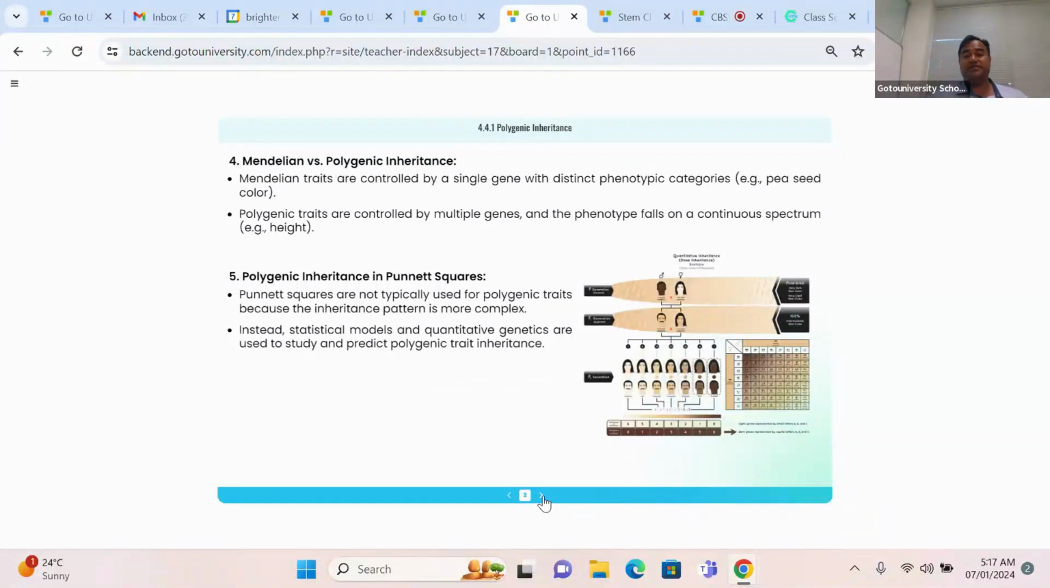In polygenic inheritance, we need to understand that a group of alleles is determining the character. We told you that it has a quantitative impact and a qualitative impact. What do you mean by quantitative? The massive impact in terms of production level, and qualitative impact means color-wise differences, right? Now we are coming to the next phase of explanation: a single gene with a distinct phenotypic character, versus multiple genes, where polygenic traits are controlled by multiple alleles and the phenotype falls on a continuous spectrum, right?